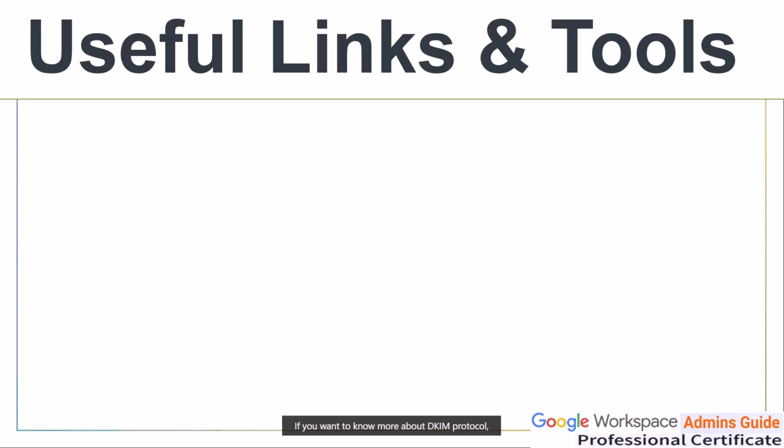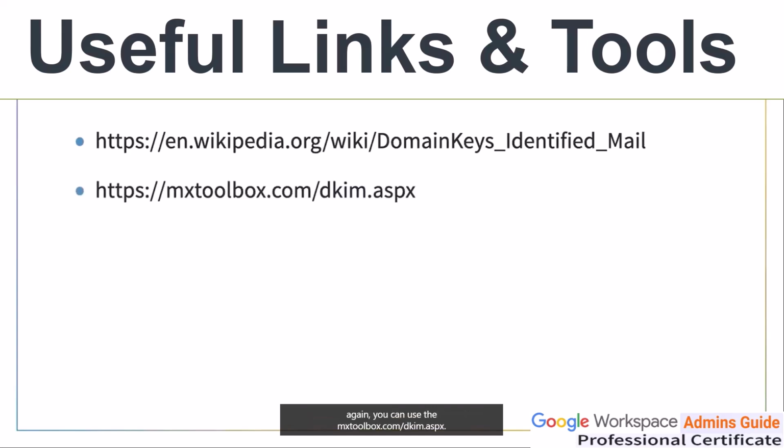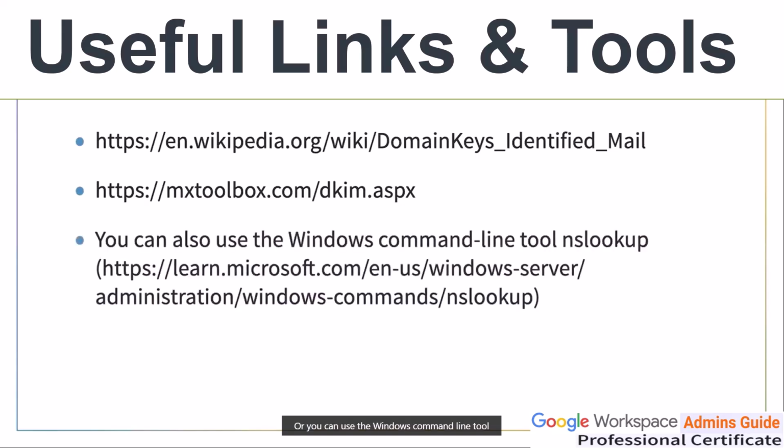If you want to know more about the DKIM protocol, you can visit the Wikipedia page at en.wikipedia.org/wiki/DomainKeys_Identified_Mail. If you want to have a tool to check the DKIM record, again, you can use mxtoolbox.com/dkim.aspx, or you can use the Windows command line tool called NSLOOKUP. If you want additional information on how NSLOOKUP works, you can check the learn.microsoft.com relevant page.